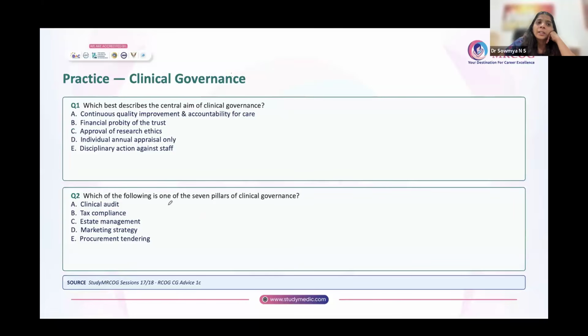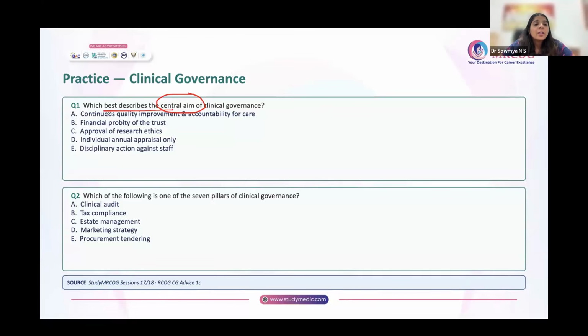Now, there are a few questions, just to clear the concepts which we already discussed, which is the one which best describes the central aim of clinical governance. Why do you even need to know? So if you see all this, I always ask about doing a cover test where once you read the question, you should always think what could be the answer and look for it. As we already said, the clinical governance aim is to improve the quality continuously and to make sure that we are accountable. Correct? I think this is very, very important.